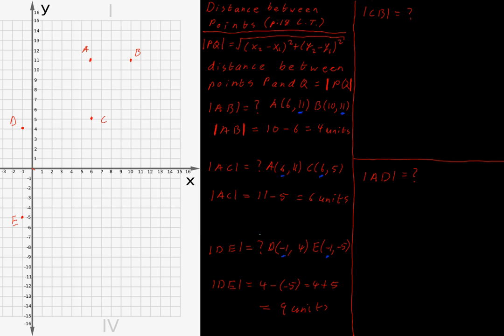Now, that's the simpler situation, but we have to be able to deal with more complicated situations too. So now we're going to have a look at how we do our formula. So if we want to know the distance from C to B, what have we got to do? Well, we need to know what C is. So C is start at the origin, in the door 6, up the stairs 5. 6, 5. And then B is at in the door 10, up the stairs 11.